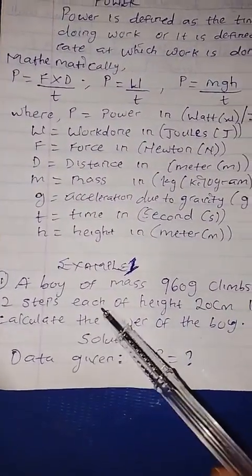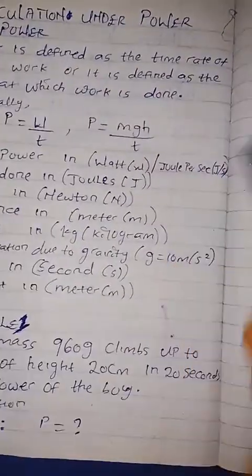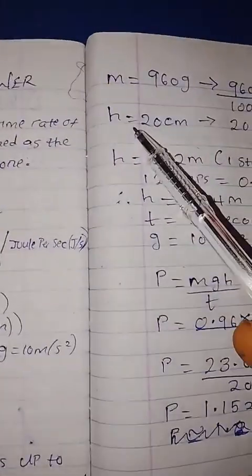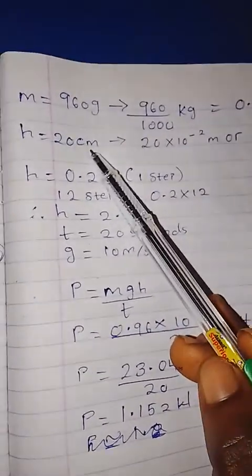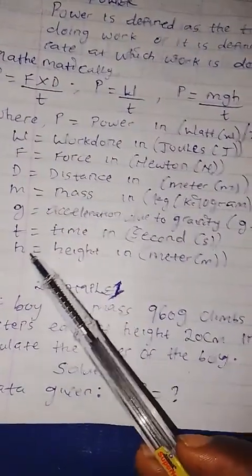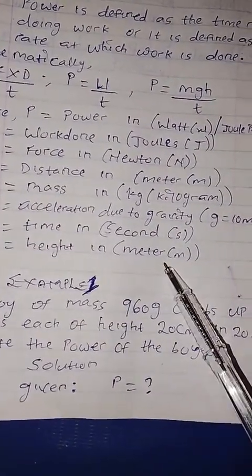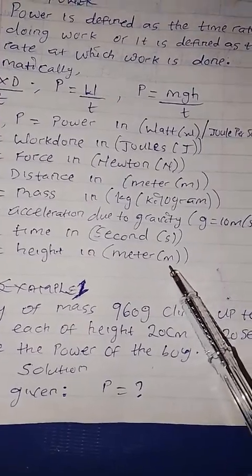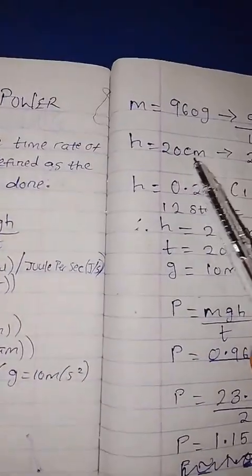Now, continuing the question, they said the boy climbs up to 12 steps, each of height 20 centimeter. Now, height in the question, h, is 20 centimeter. But when they gave the formula, they said h is height, and height is in meter. So always take note of units. Units are very, very important. Height is in meter, not centimeter.